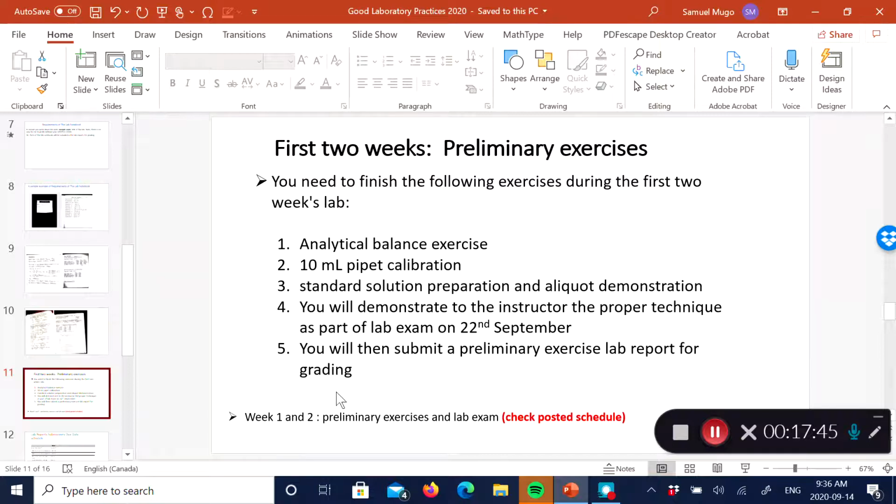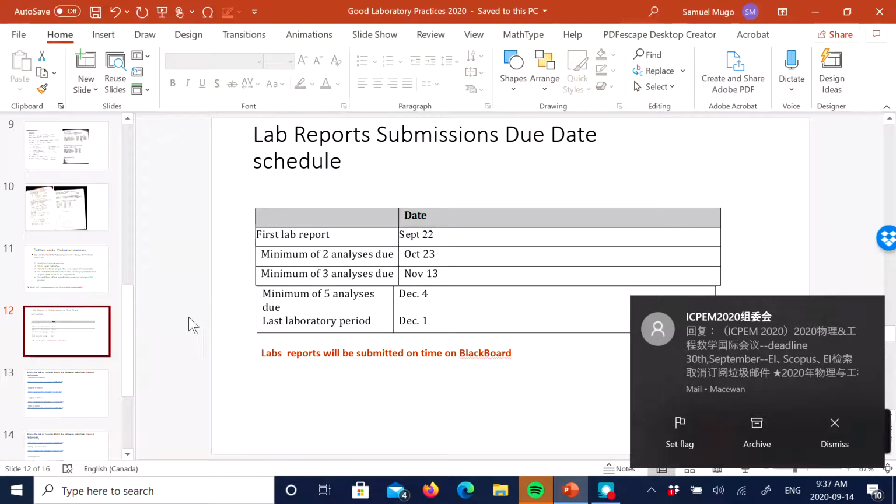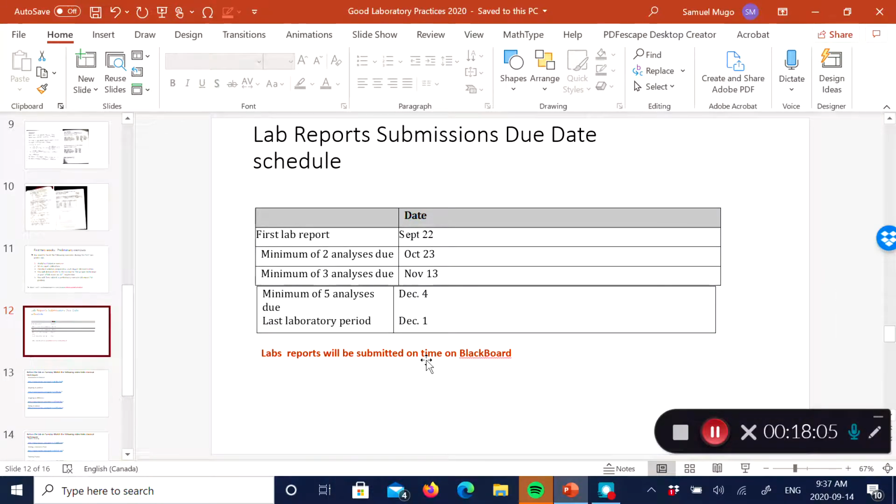And you're going to submit a lab report based on the exercises that you're going to do in the next 2 weeks. I've already posted for you the lab schedule on Blackboard. Now it's important to remember the lab report will be due on these dates, and there will be no excuse for late submissions. So make sure we have the first lab report submitted on Blackboard by September the 22nd, and so on, a minimum of 3 lab reports by November the 13th, and so forth.